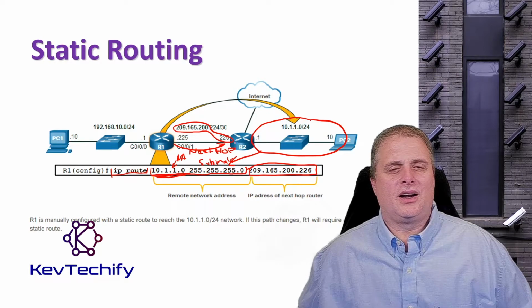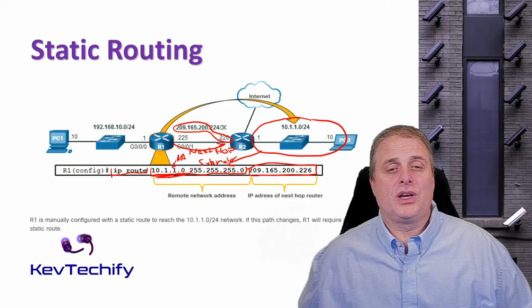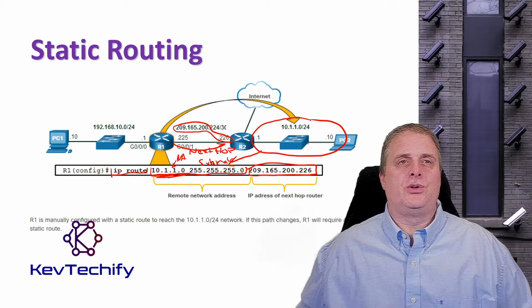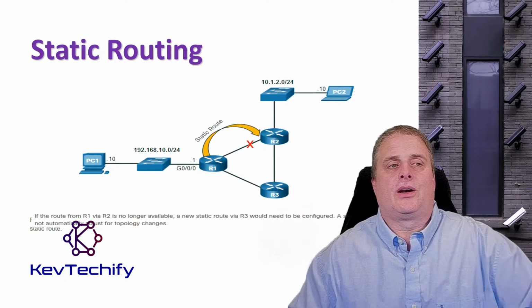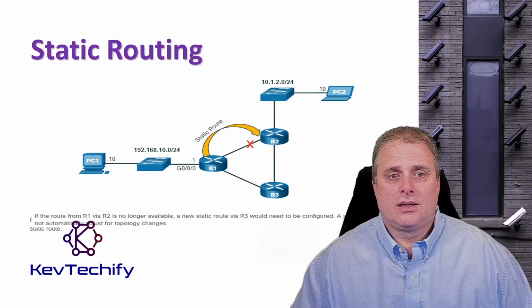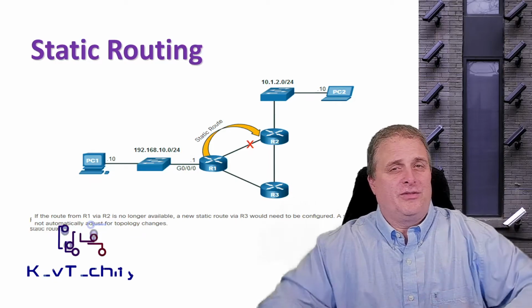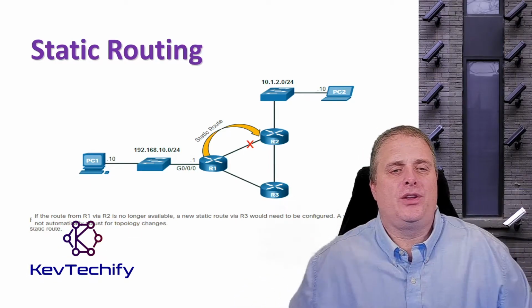It will send it there. And then router 2, because this network that we're looking for, the 10.1.1.0, is directly connected to router 2, it can then properly route it to its destination. The downside of a static route is that you have to go in and enter it. If there's any changes, you have to go in and make those changes manually.